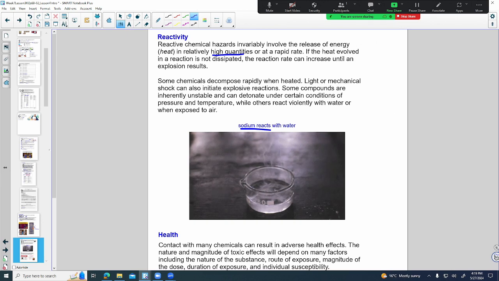So some chemicals decompose rapidly when heated. Light or mechanical shock can also initiate or generate explosive reactions. Some compounds are inherently unstable, and they can detonate under certain conditions of pressure and temperature, while others react violently with water or when exposed to air. And again, that's an example there of sodium reacting with water.